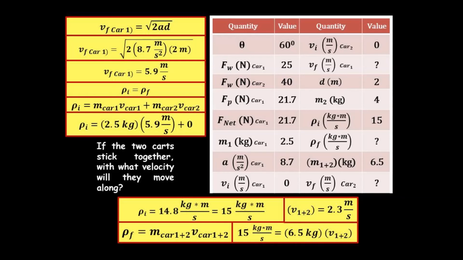Then you take that mass, multiply it by its velocity, 5.9, and that's the total absolute momentum that's going to be involved in the system. Now, that's going to be 15. I set that equal to the product of the mass of cart 1 and 2, because they're sticking together, times the velocity of cart 1 and 2, which is what we're calculating. 15 equals 6.5 times the velocity. Dividing through by 6.5, we get the velocity of cart 1 and 2 stuck together as 2.3 meters per second.